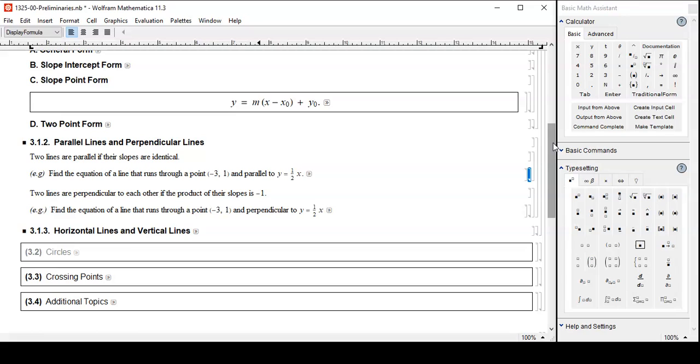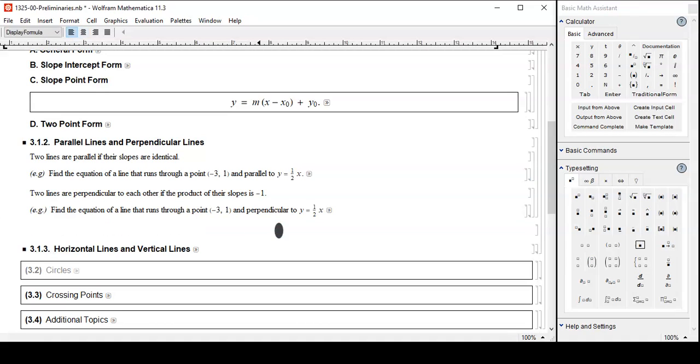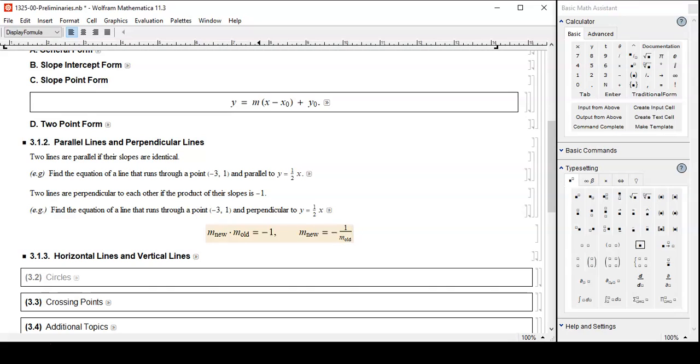Two lines are perpendicular if the product of their slopes is -1. So basically we are talking about something like this: new slope times old slope is -1, or equivalently, new slope is -1 over old slope. All I have to do is flip this one to the other side. We get the negative reciprocal.